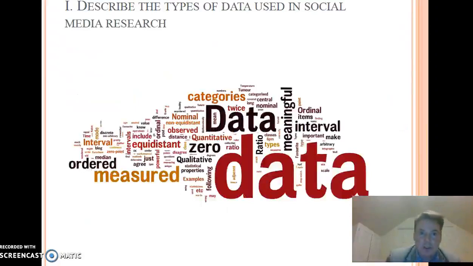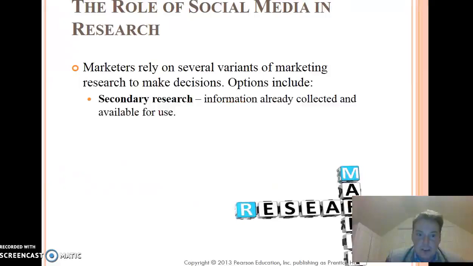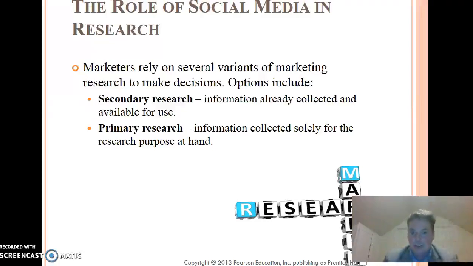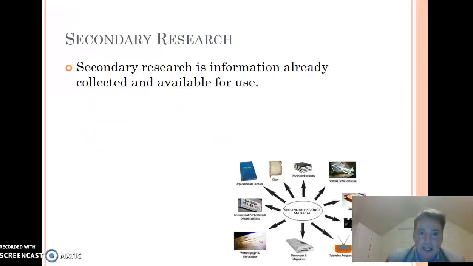So the first part we're going to talk a little bit about is data and how data is used in media research. First, it's important to just talk about the types of research that are conducted. So, we often talk about either primary or secondary research. So secondary research is using information that's already collected. So these are databases and data sets that are already available. But primary research is where we collect the information solely for the research purpose at hand.